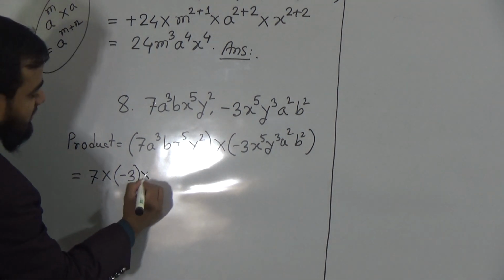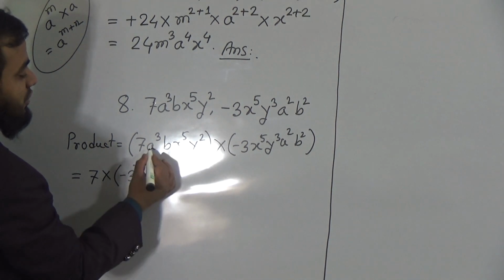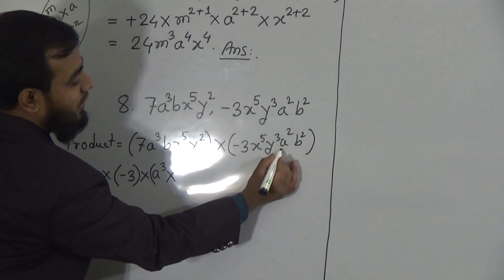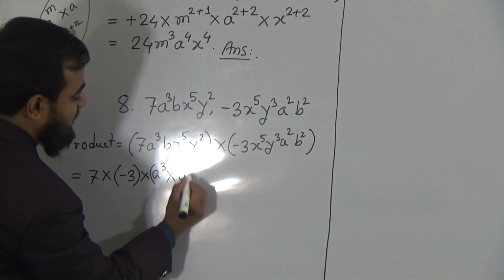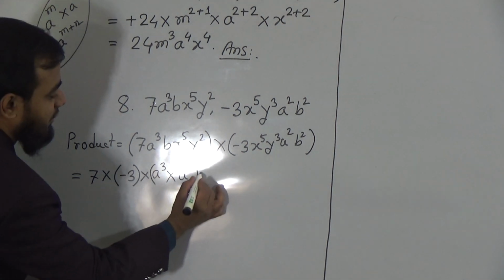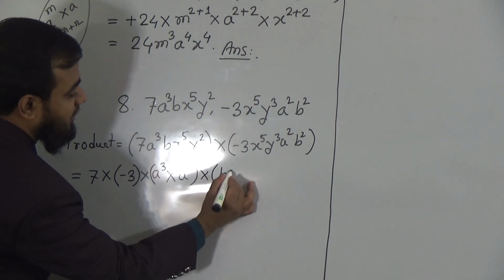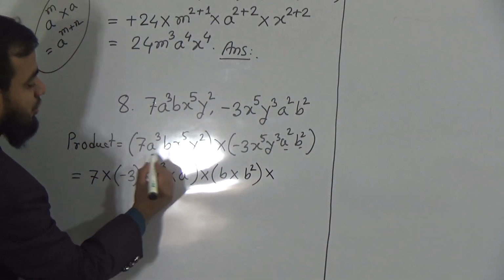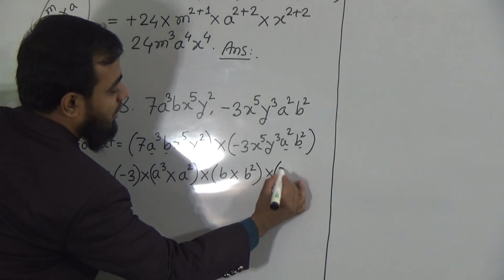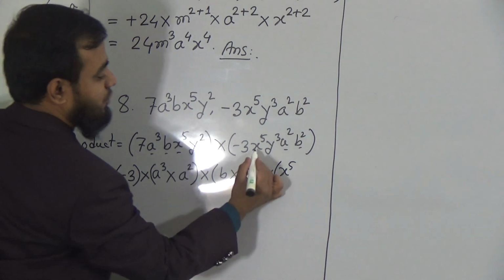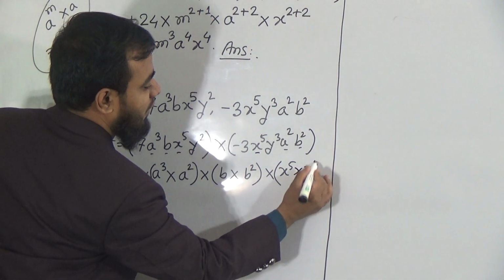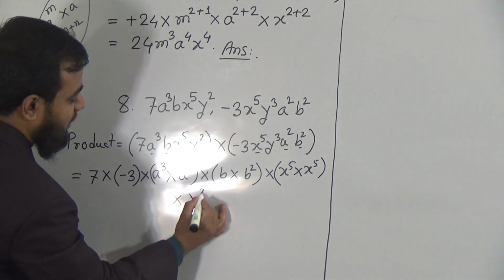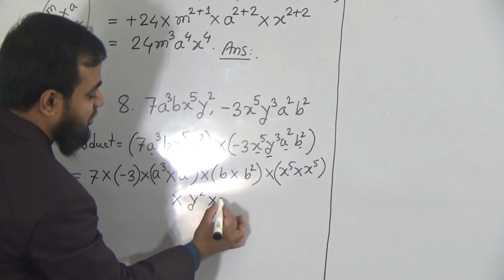Okay, and this is multiplied with, we now separate all the variables. A cube multiplied with a square, here is a square in the second expression. Now dear students, in the first expression we have b only, and in the second expression we have b square. Now in the first expression we have x to the power 5, we'll write down x to the power 5, and in the second expression we have x to the power 5 again, multiplied with x to the power 5. And also in the first expression we have y square, write down y square here, multiplied with y cube. In the second expression we have y cube.